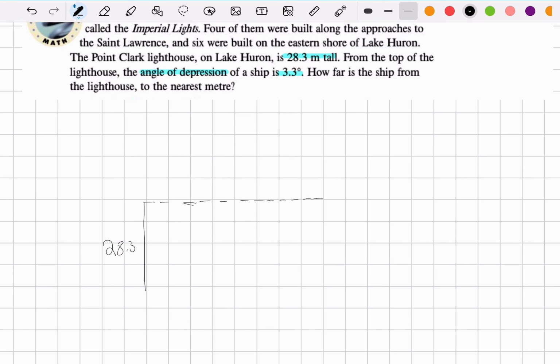So angle of depression, this means that we're looking down. We're going down, and this is going to be that horizontal again that I'm drawing here. Let me just do a better job of that. So we're trying to find how much this value is, how far the ship is to the lighthouse. And it's saying the ship has the angle of depression of 3.3, so the ship would be right here where I'm highlighting at the end here. And then the lighthouse would be right here, since we have the height here.